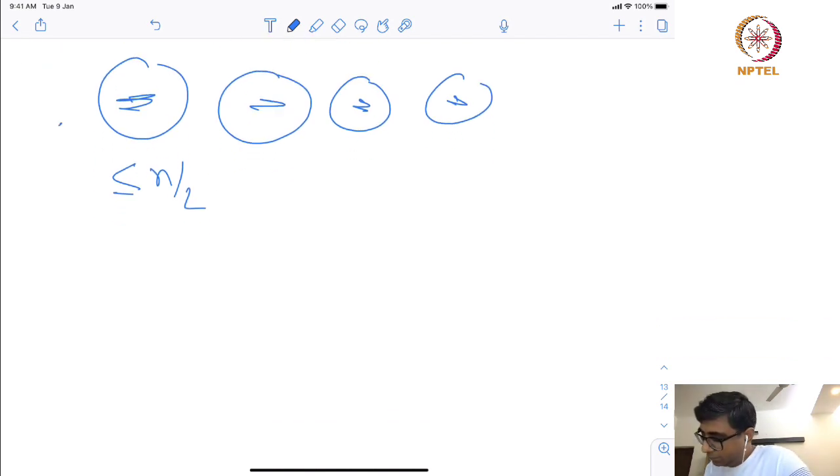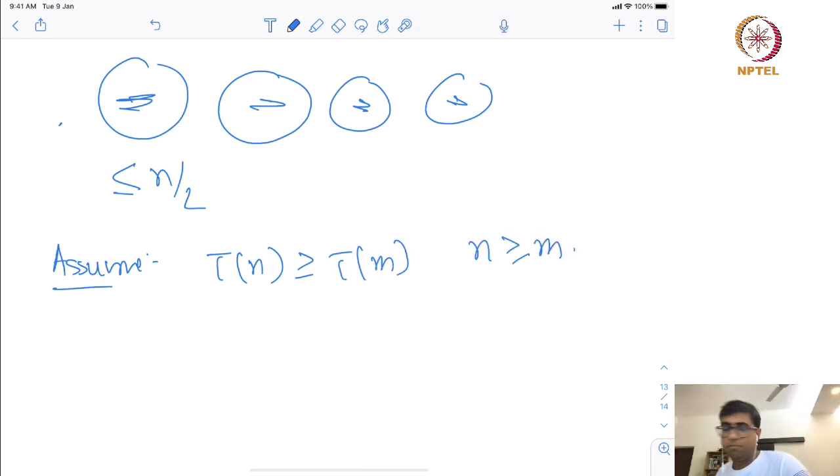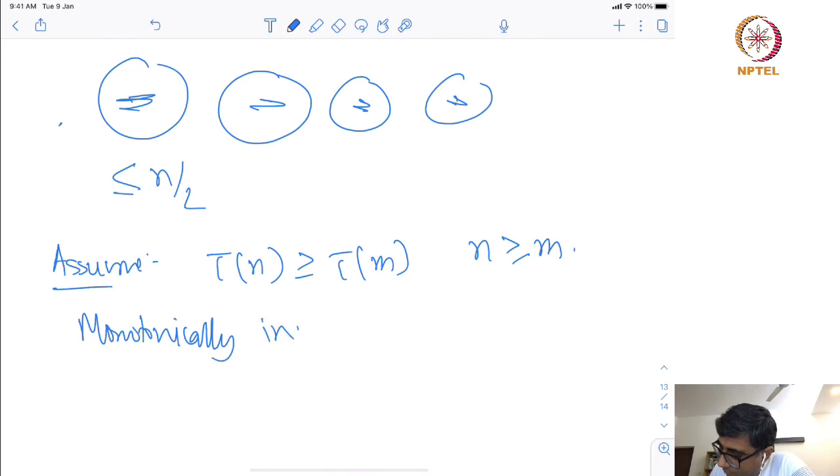So, first of all, I am going to make a very basic assumption about algorithms, that T of n is greater than or equal to T of m if n is greater than or equal to m. So, they are monotonically increasing functions.